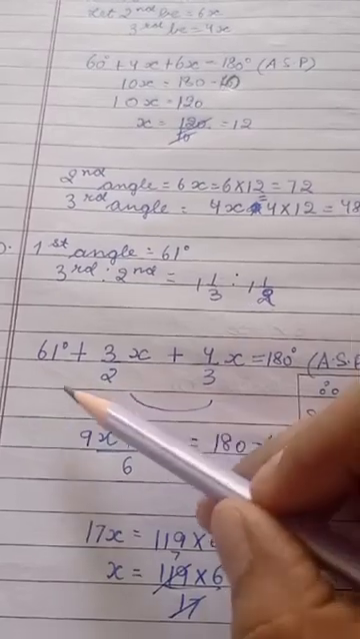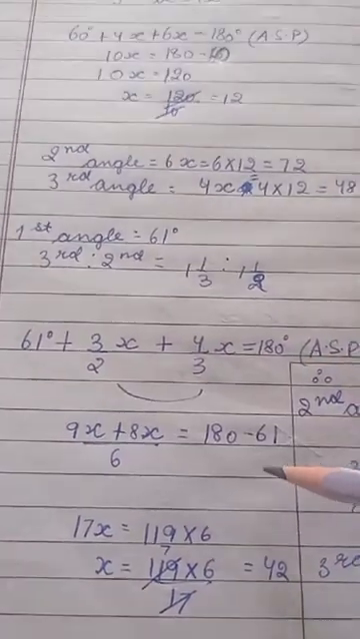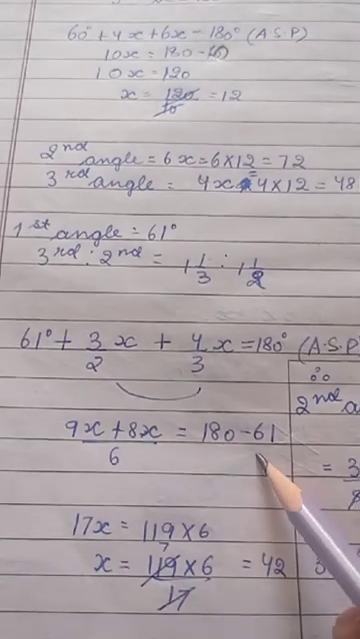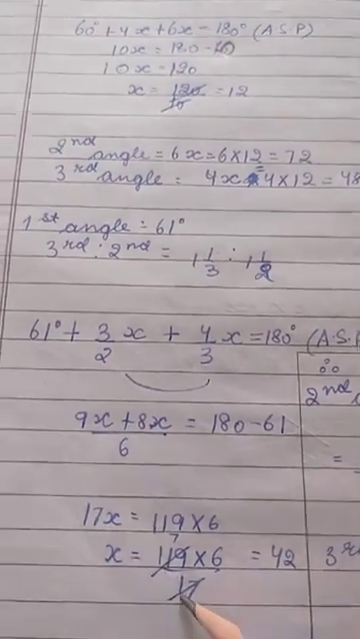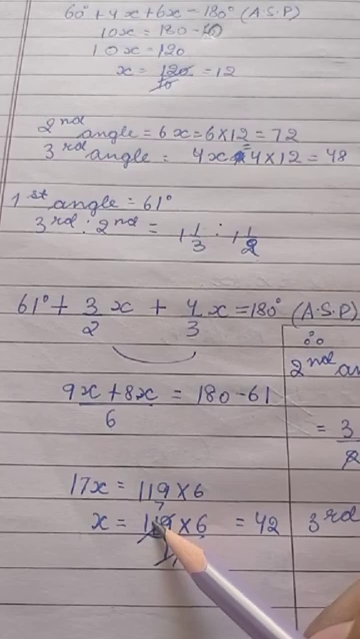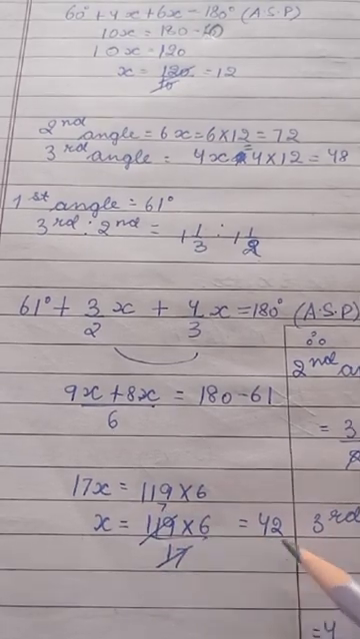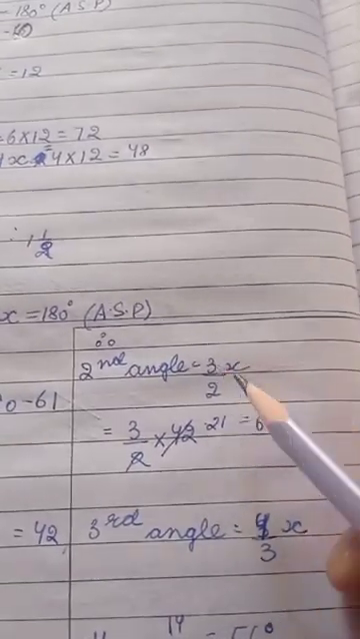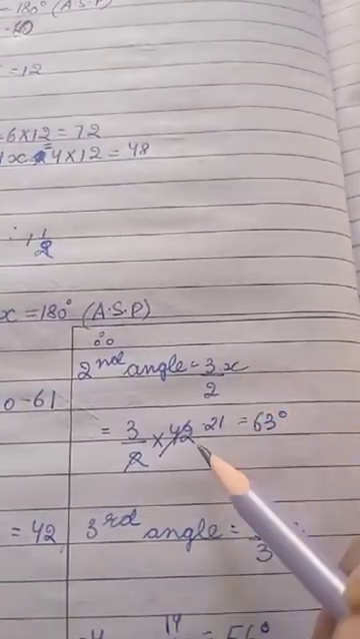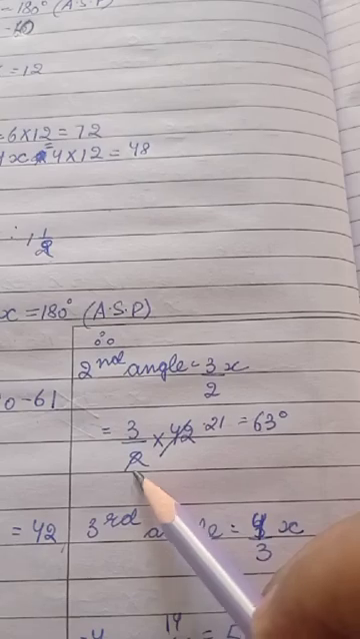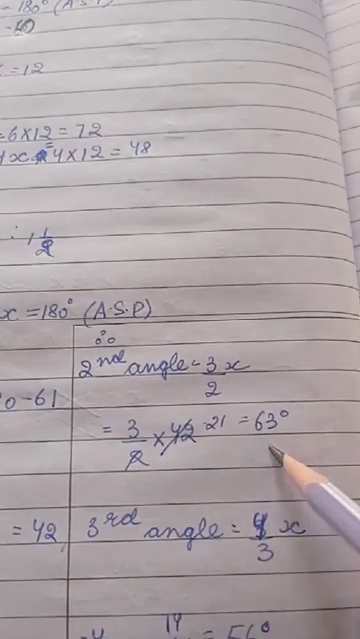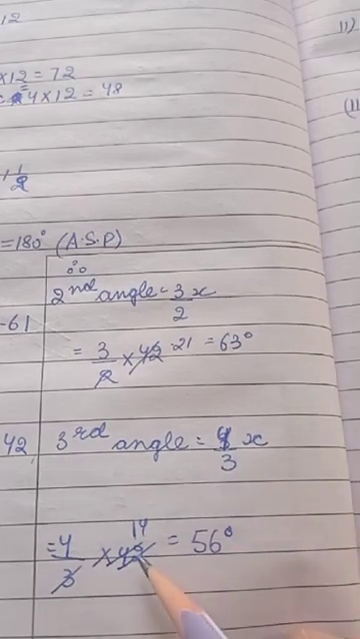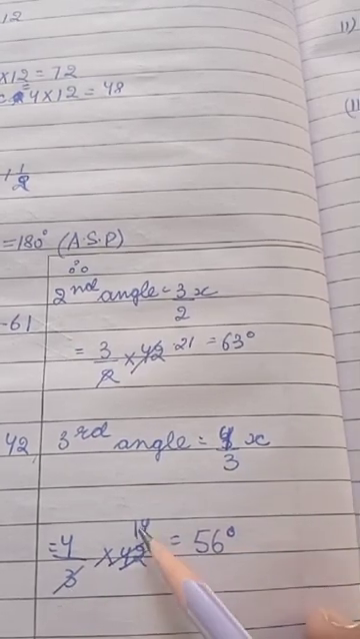So put here 61, you can transpose that side. When you subtract it, it is 119. 6 will multiply with 119. Take 17 over here. 17 and 119 will get cancelled. 7 6s are 42. So what is the value of x? 42. So the angles are, one was 3 by 2x, put here 42, and 2 will get cancelled. Your answer is 3 into 21, 63. And the third angle is 4 by 3x. Value of x is 42. 42 and 3 will get cancelled, with 14.